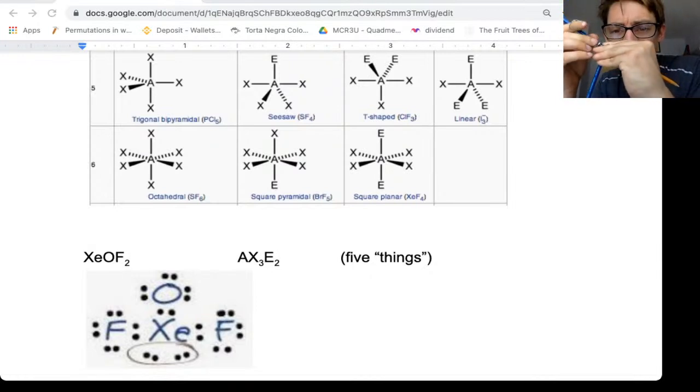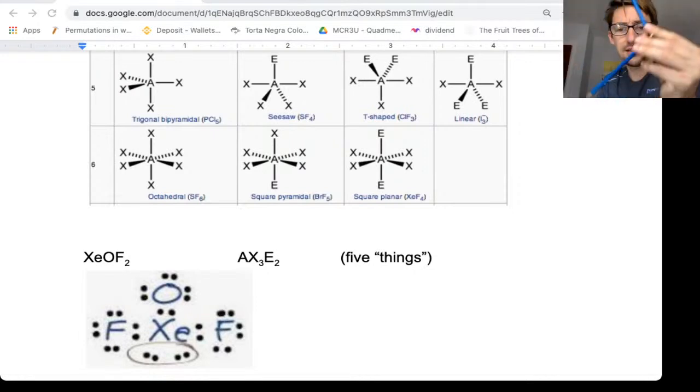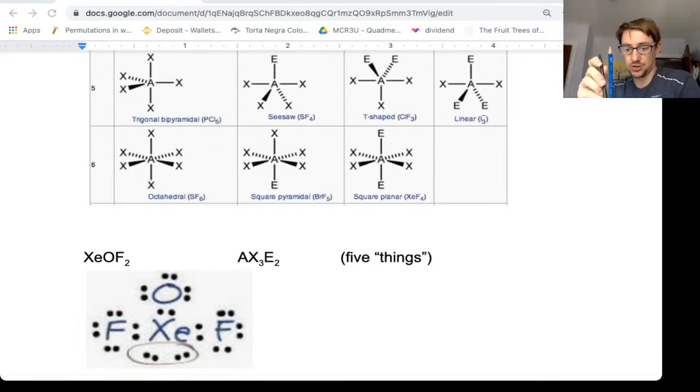Can you see that? Oh, you can. It's just that everything's reversed. I got 3 things all separated by 120 degrees. I'm going to take an extra one, put it on top. Take another extra one, put it on bottom. There's trigonal bipyramidal.